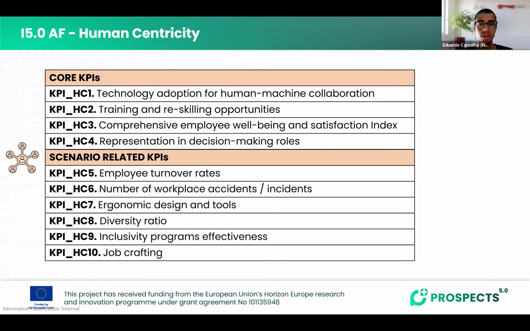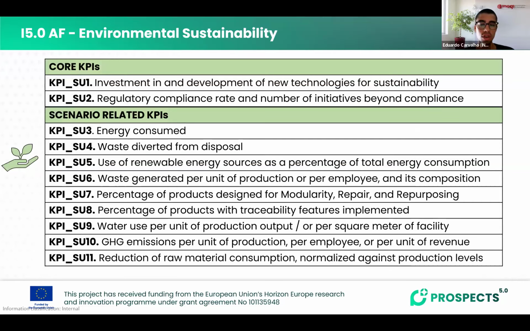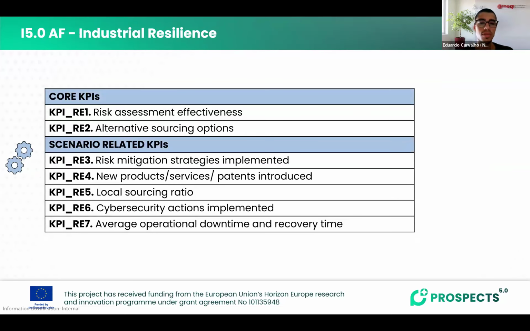Here you can see the KPIs for human centricity. I will not go into detail to them since it is not the scope of the presentation, and you can access them in the project resources. Here we have the same for sustainability. As you can see, different type of KPIs, core KPIs, and scenario-related KPIs, and the same here for resiliency.